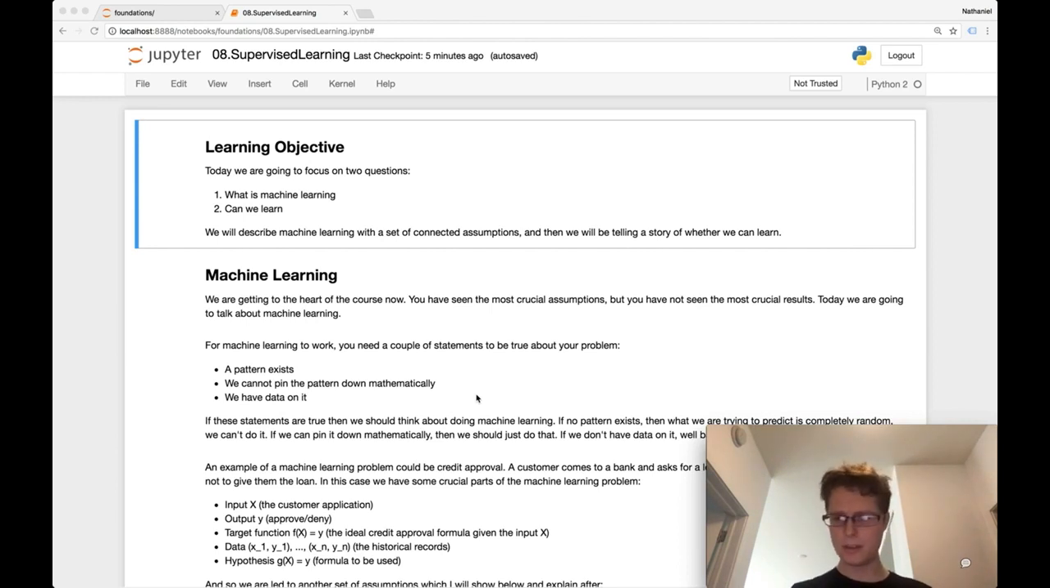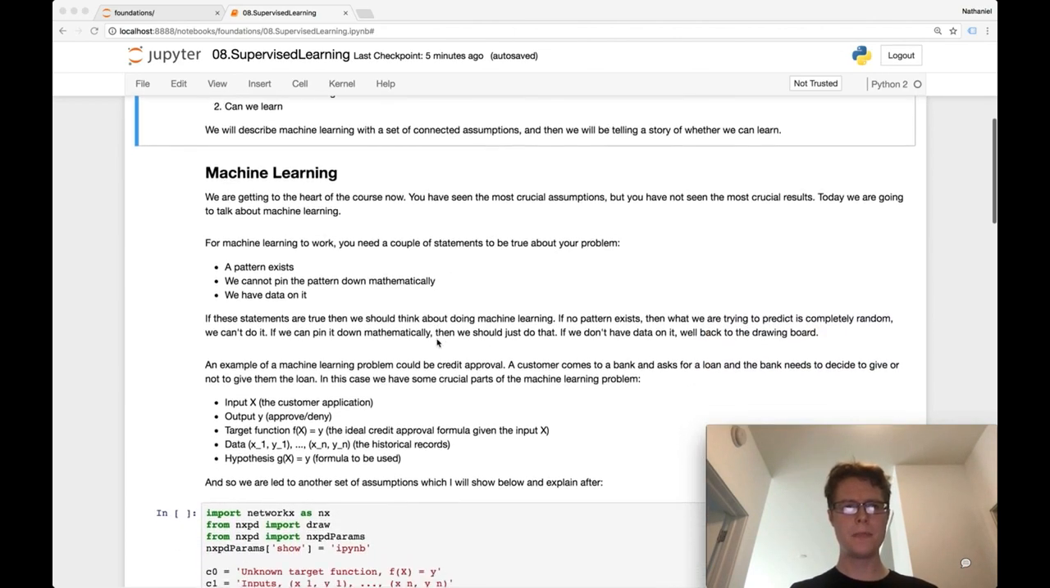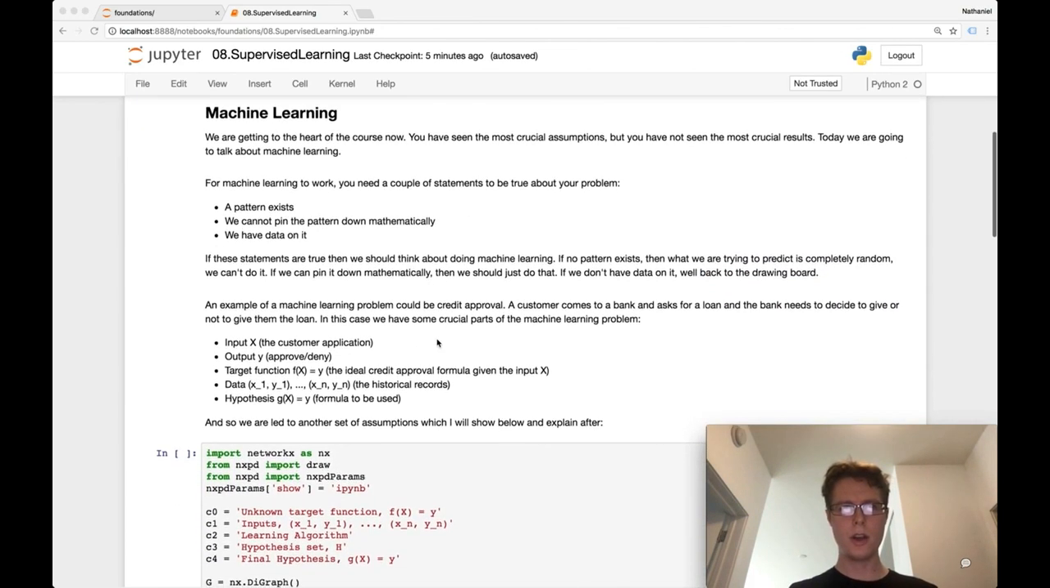So today we're going to be learning about two things. We're going to be sort of defining machine learning, and then we're going to be talking about something which I think is really cool. This is the question, can we actually learn, right? Okay, so let's go ahead and describe machine learning. This is kind of like the heart of the course, so get ready. Probably the next half of these videos are going to be focused on machine learning in some sorts.